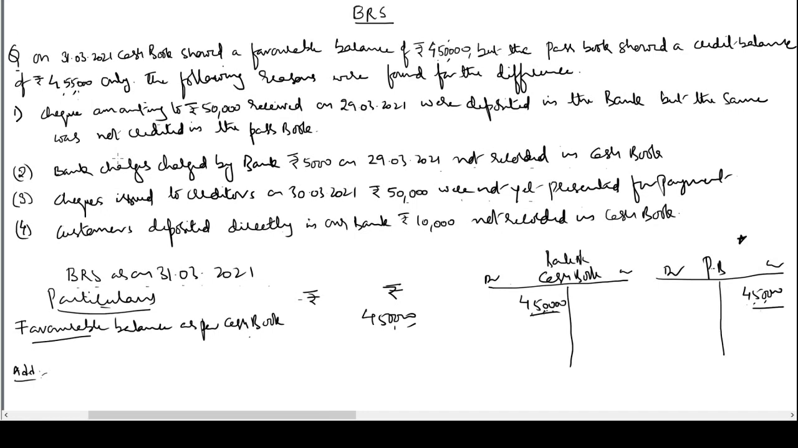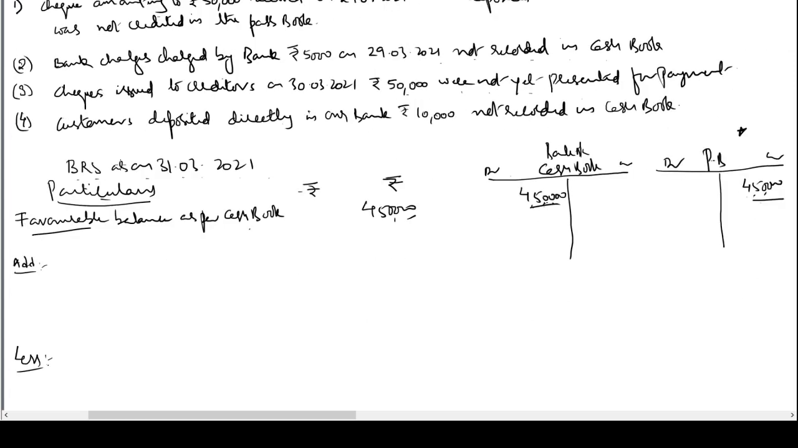Okay. Now let us see the reasons of differences and what impact it had on the balances. Check amounting to rupees 50,000 received on 29th March were deposited in the bank, but the same was not credited in the passbook. We have learned earlier that as soon as we receive a check, we are going to record it as a deposit in our books. As soon as we receive a check, we pass the entry bank account debtor to debtors and we deposit the check in the bank immediately, and we record a deposit in our books on the same day. We do not wait for the collection of the payment of the check by the bank.